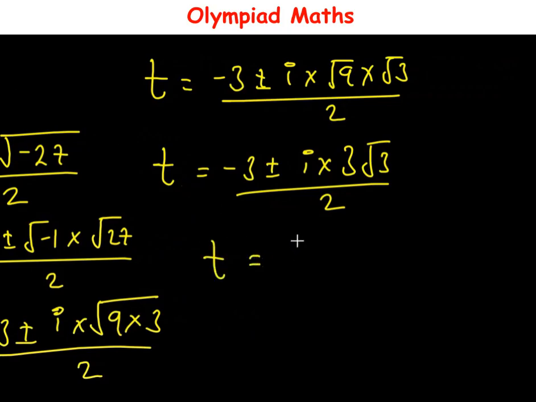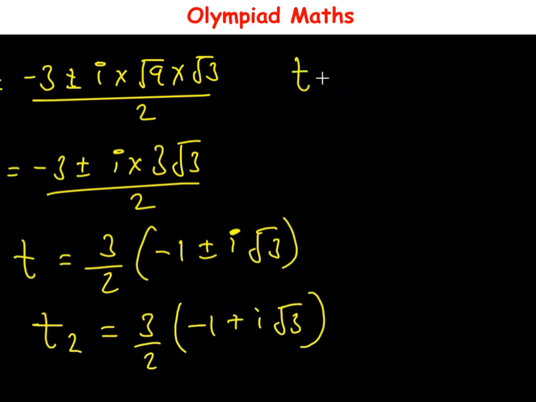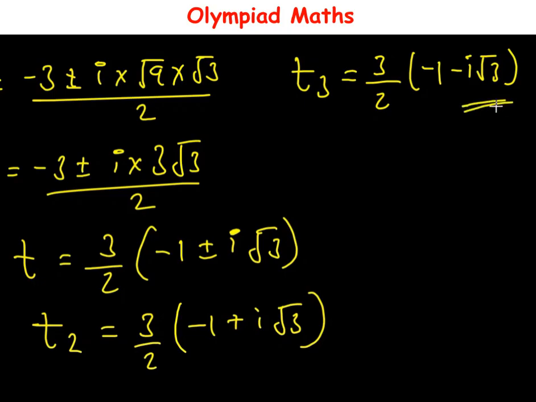So t is equal to 3 over 2 in bracket, here becomes minus 1 plus or minus i root 3. So with this, the second value of t is equal to 3 over 2 in bracket minus 1 plus i root 3. And the third value of t is equal to 3 over 2 in bracket minus 1 minus i times root 3. So with this, we've gotten the solutions for t, t2 and t3.